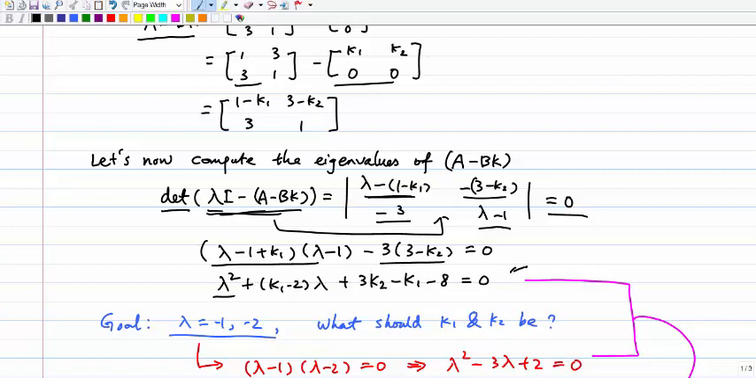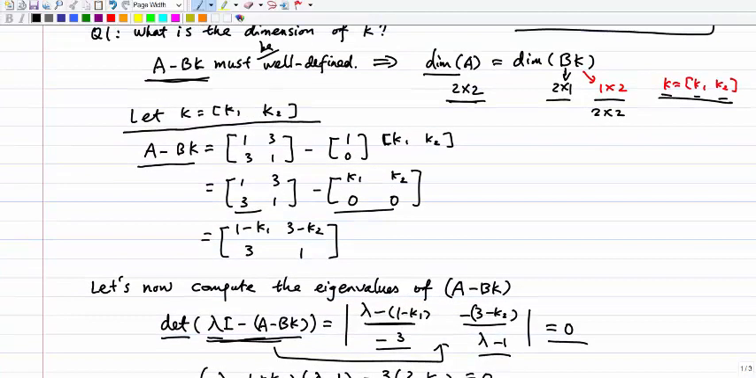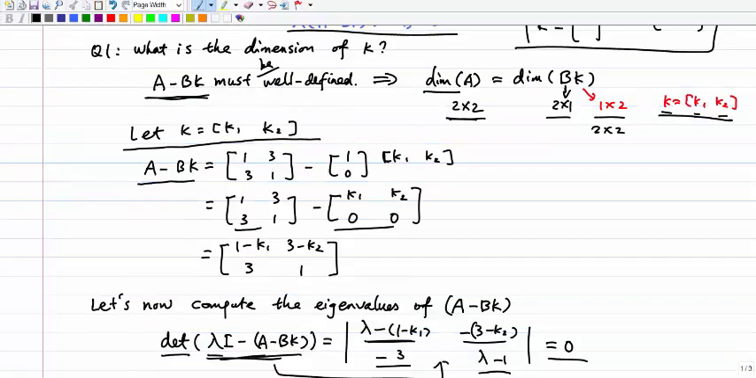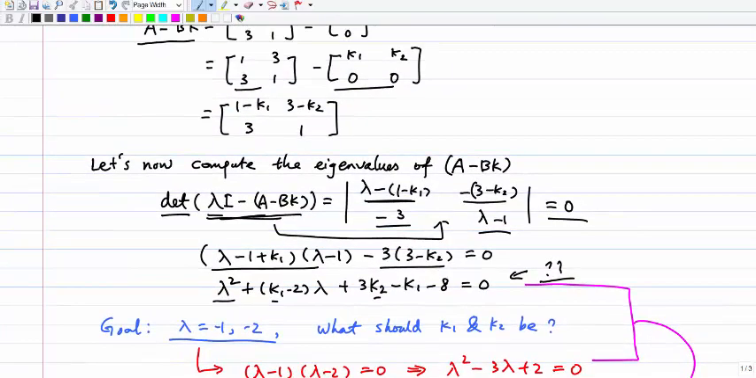Of course, we don't know the eigenvalues here because I don't know what k1 and k2 are. But I know my goal. My goal is to have the eigenvalues at -1, -2, right? So with the goal, we know that lambda has to be -1, -2. So the problem is, what should k1 and k2 be?